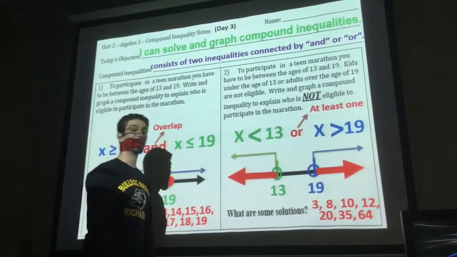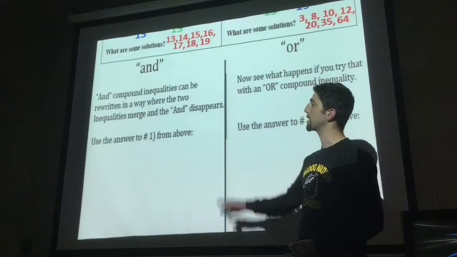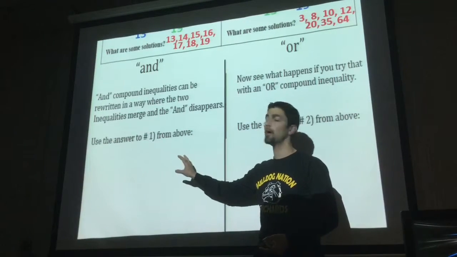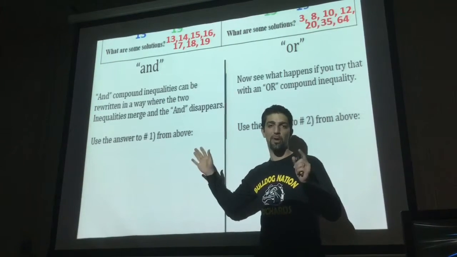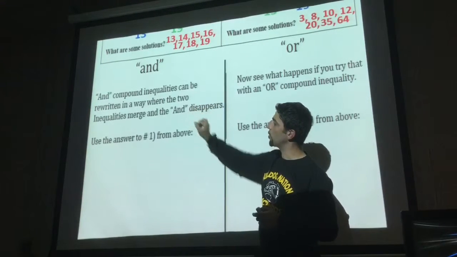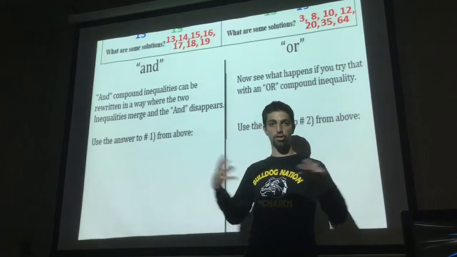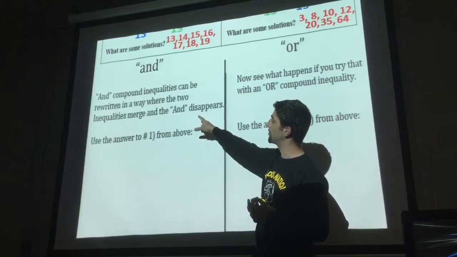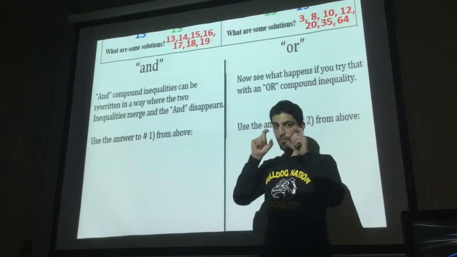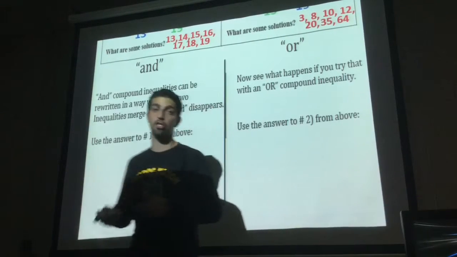Now, we're gonna get to solving, but before we get to solving, I do wanna show you something because this is going to appear and I don't want you to be surprised by it, okay? Now, and compound inequalities can be rewritten in a way where the inequalities are merged and the and part of it disappears. All right, so we're going to use the answer from number 1 to show you that.